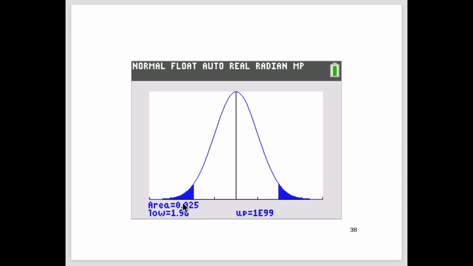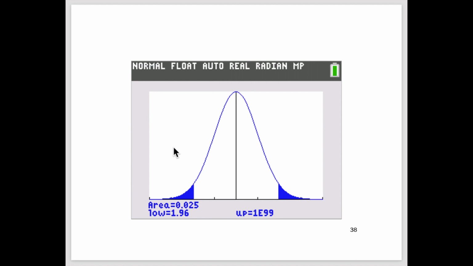All right, and so what is represented down here in the text below the graph is the results of shading this upper tail area. What these statements are saying is that the area under this standard normal curve from 1.96 up to positive infinity, that shaded area, is 0.025.